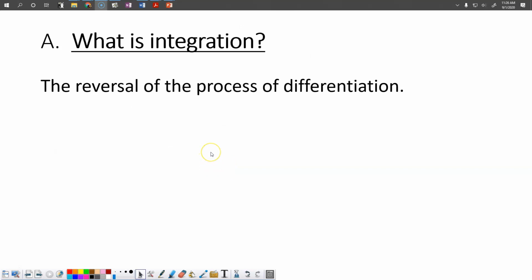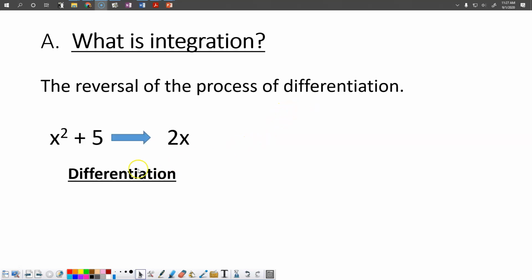What is integration? Well, for now, it's the reverse of finding a derivative. It's the reversal of the process of differentiation. Okay? So for differentiation, if I gave you guys x squared plus 5 and I asked you to find the derivative, you would get 2x. Well, with integration, I give you the 2x and I ask you, what was that before I took the derivative? And it's x squared plus some number that we don't know. Or maybe there was no number there at all. Who knows? Okay.